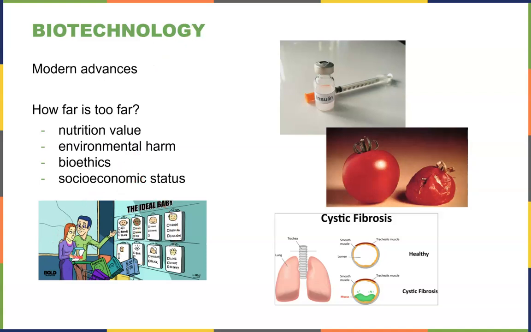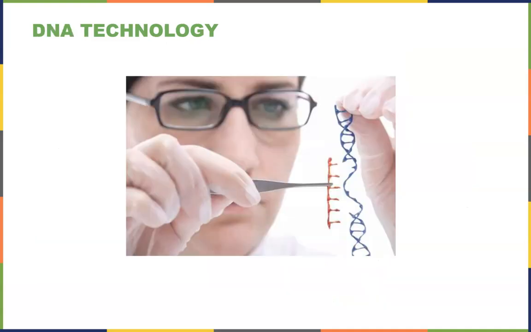In this case, here's a little comic that says the ideal baby, and you can choose what you want your baby to look like based on different genes to pick out. So it can be good and it can be bad based on how you feel, based on the environment, and so on and so forth.